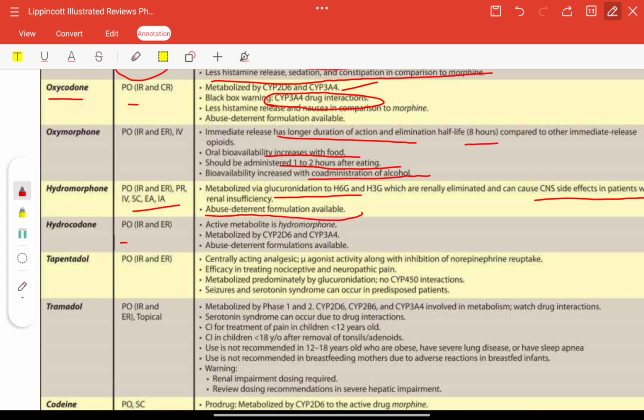Now hydrocodone, oral, active metabolite is hydromorphone, metabolized by CYP2D6 and CYP3A4. Abuse deterrent formulations are available. Tapentadol, oral, a centrally acting analgesic with mu agonist activity along with inhibition of norepinephrine reuptake. Efficacy in treating nociceptive and neuropathic pain. Metabolized predominantly by glucuronidation. No CYP450 interactions. Seizure and serotonin syndrome can occur in predisposed patients.